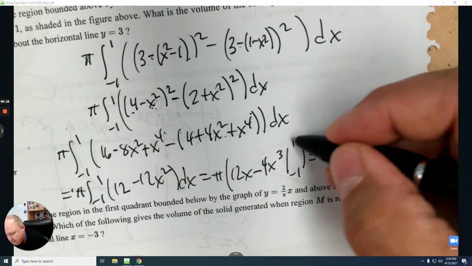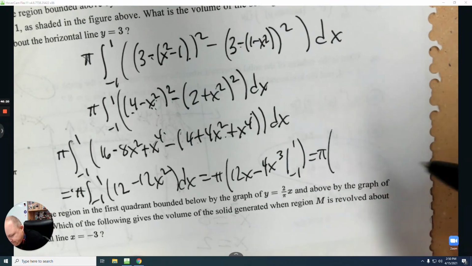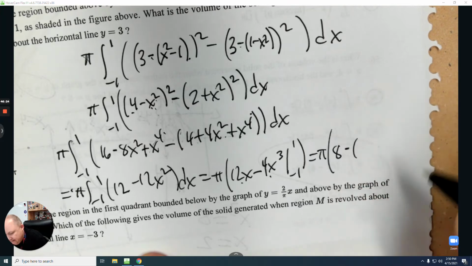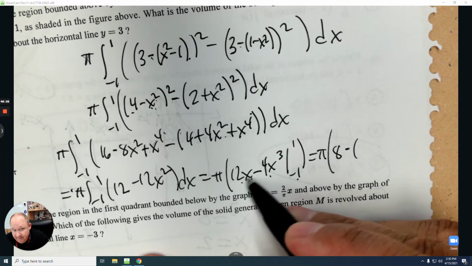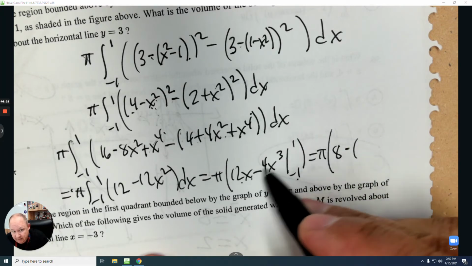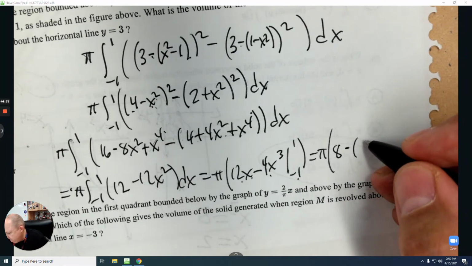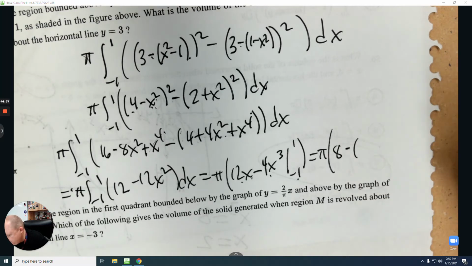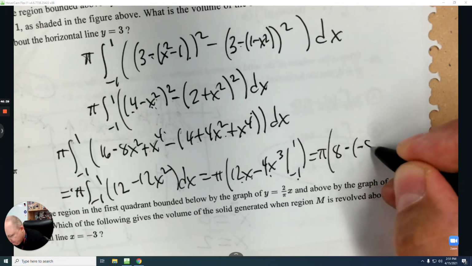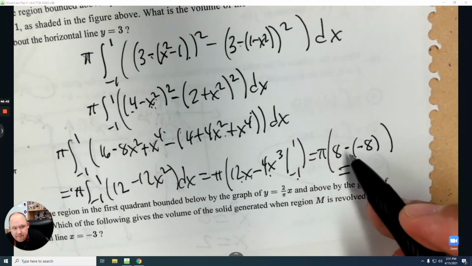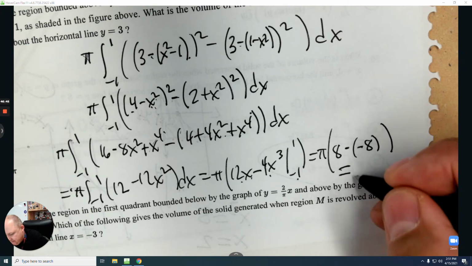So now you're going to plug in 1. That's 12, take away 4. That's 8. Then you're going to plug in negative 1. That's negative 12. Now a negative times a negative is positive. So it's negative 8, but a negative and a negative is positive. So altogether that's 16 pi.